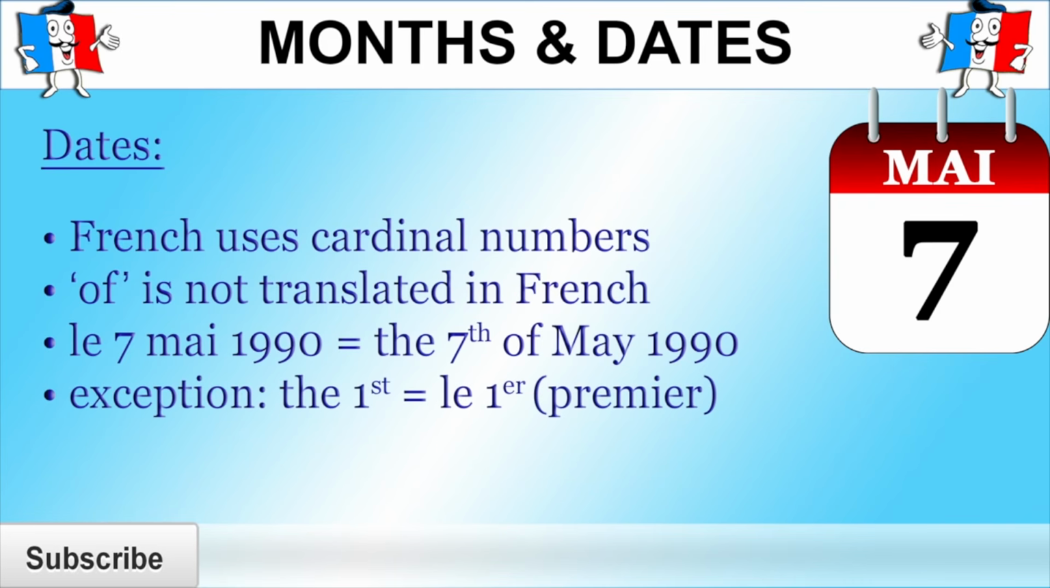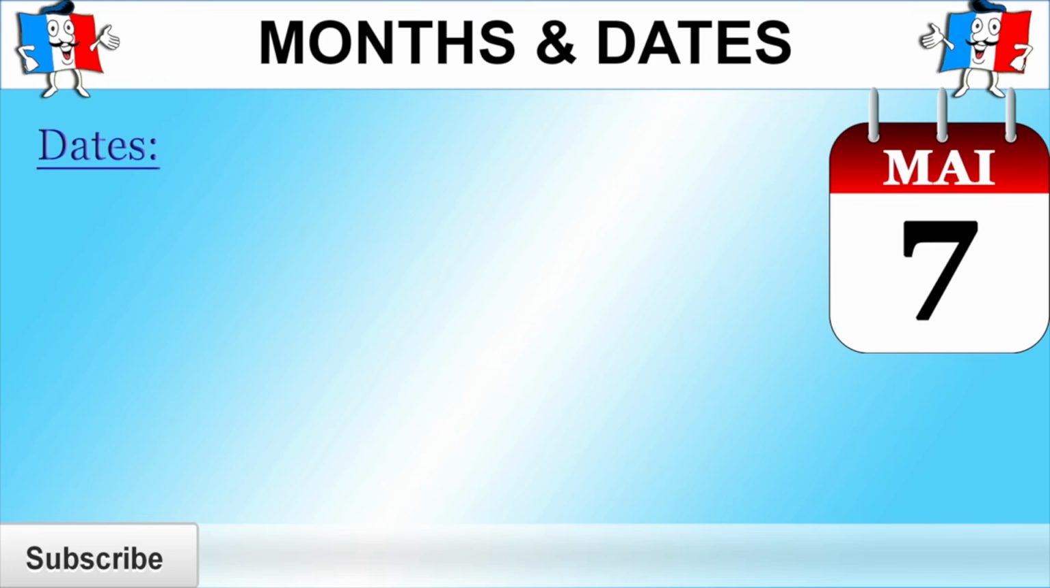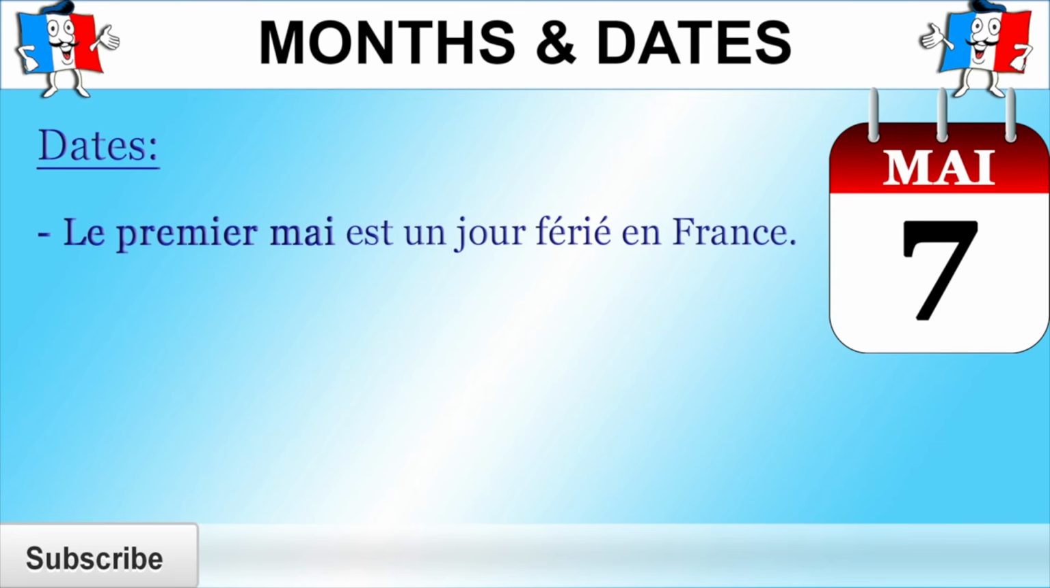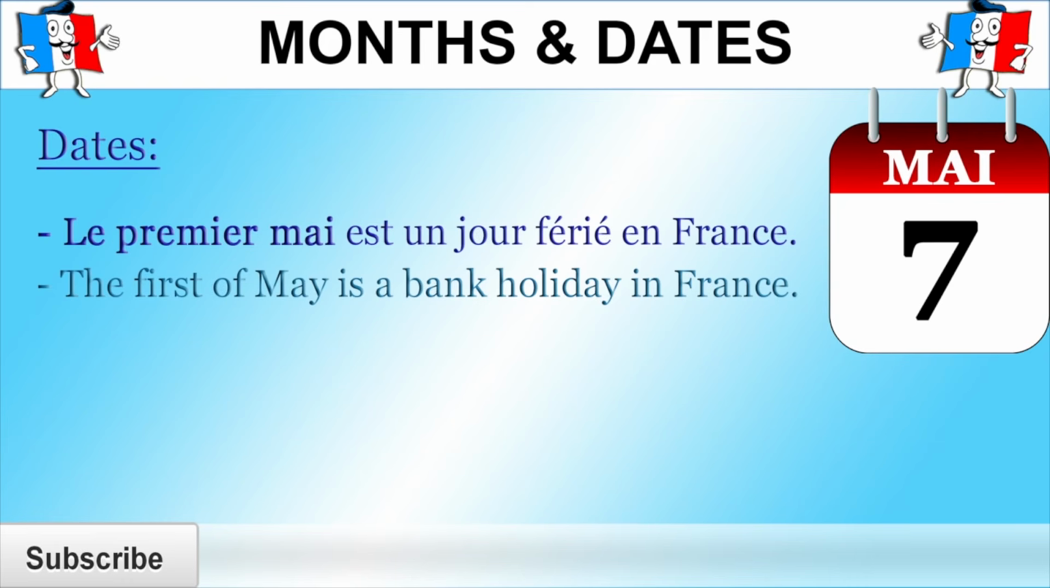That said, French wouldn't be French without exceptions, right? So for the first of the month, French people also use the ordinal number, premier. So if it's the first of the month in French, you need to say le premier and not le 1. So let's have a look at a couple of examples. Le 1er mai est un jour férié en France. Le 1er mai, the 1st of May, est un jour férié, is a bank holiday, en France, in France.